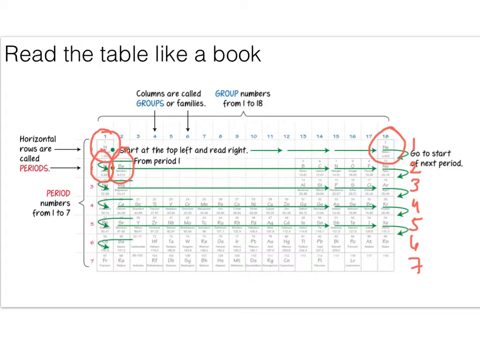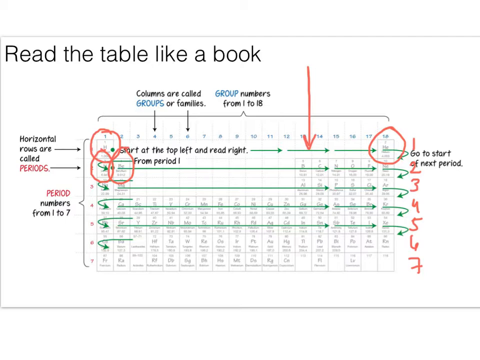Alternatively, you can group elements by their columns. And they're actually called groups. You'll hear me also talk about them as columns. So you can see here that this would be group number 13. So boron, aluminum, gallium, indium, and thallium are all in the same group.